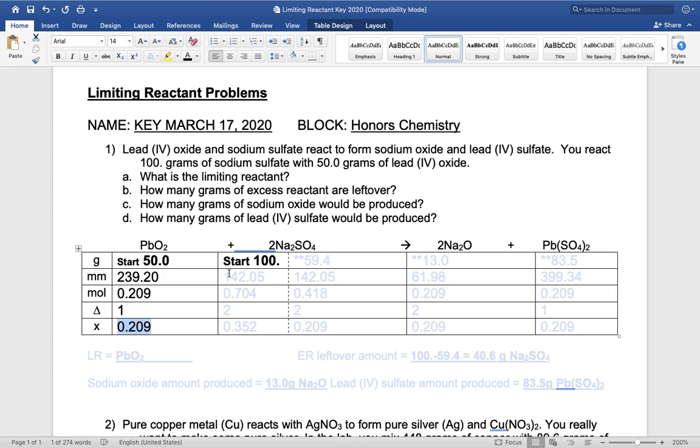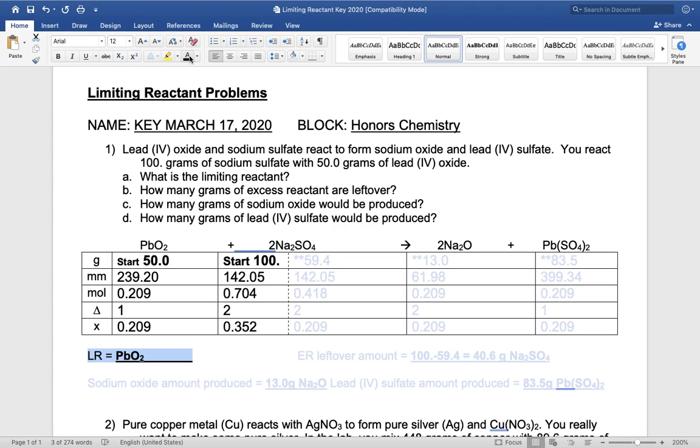Now I'm going to go to the sodium sulfate and do the same thing. The molar mass is 2 sodiums plus 1 sulfur plus 4 oxygen, so that's 142.05. 100 divided by that gives me 0.704 moles of sodium sulfate. There's a 2 in front of that coefficient, so 0.704 divided by 2 is 0.352. Now I can answer the question. The smaller number between these two columns is the limiting reactant. So answer-wise, LR is PbO2 because 0.209 is a smaller number than 0.352.